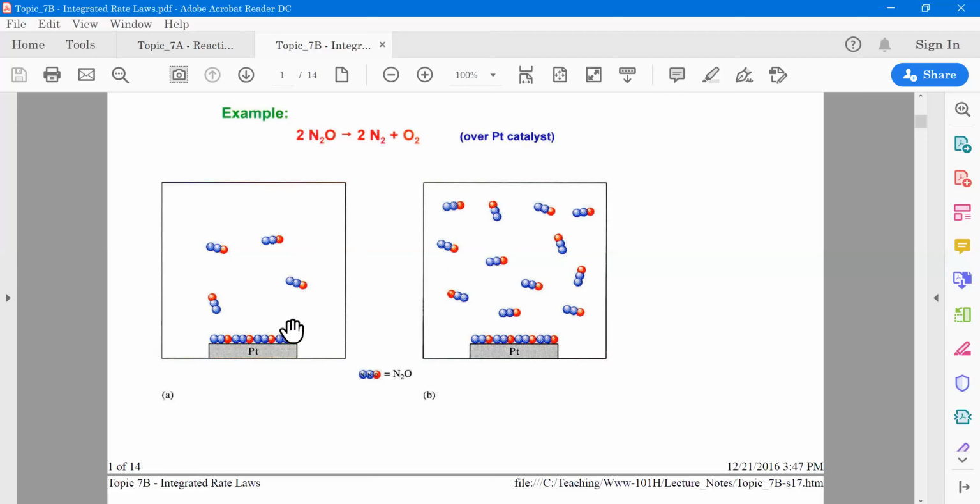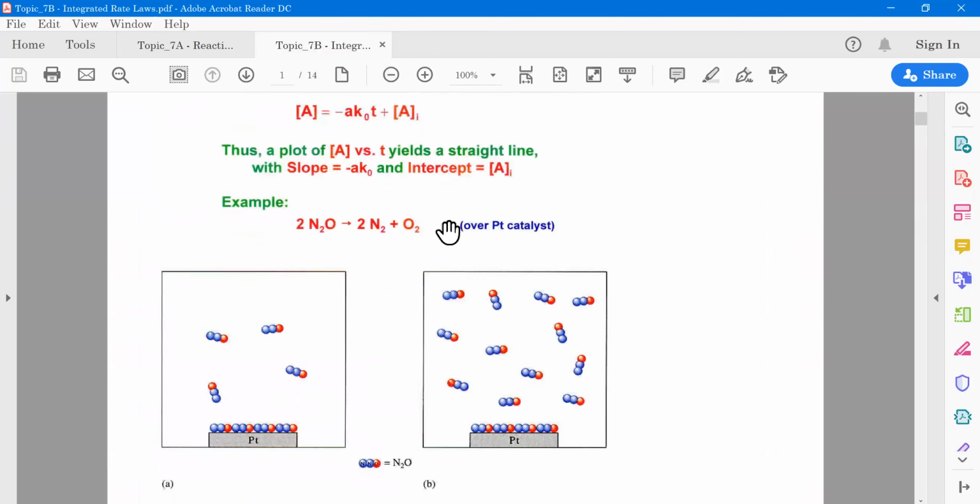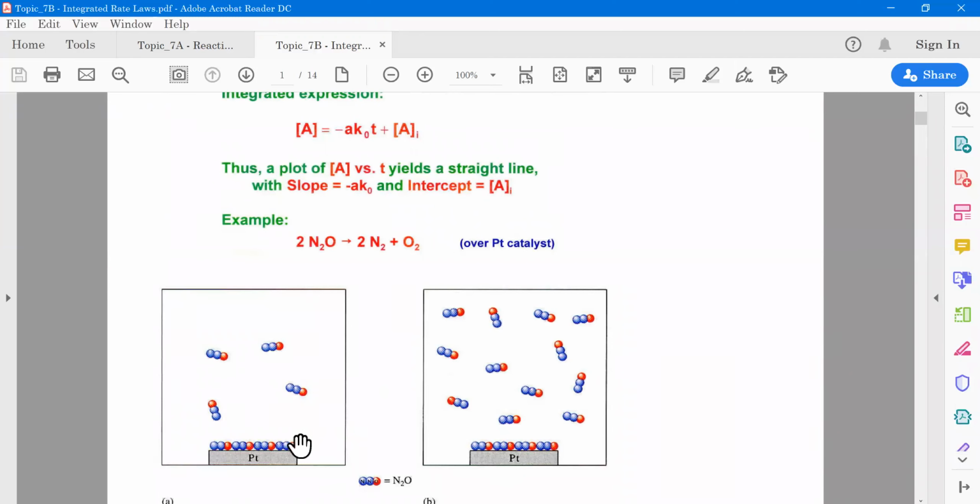So as a result, the rate of the reaction, which occurs on the platinum surface for N2O molecules to decompose into 2 N2 molecules and an O2, depends only on the coverage of the platinum surface. And so for that reason, because it's not dependent on what you can observe, which is the pressure in the gas phase, the reaction looks as if it's independent of the concentration or the pressure of the N2O, which is exactly what's observed. So the kind of behavior for a reaction like this is zero order.